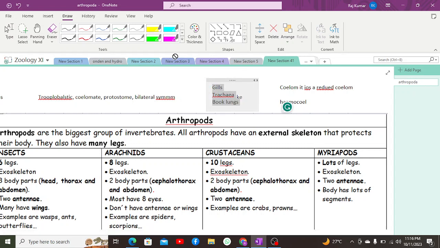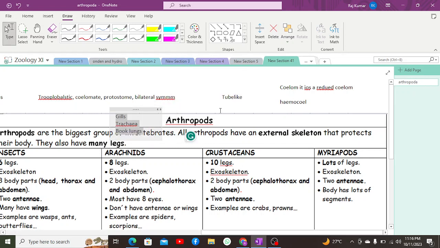Apart from that, there are some other factors to be discussed as well, including why they have trachea or book lungs instead of lungs, which are present in chordates. Because they do not have any respiratory pigment, which means hemoglobin is absent in them, trachea and book lungs are open, simple structures through which the respiratory gases simply diffuse and gaseous exchange takes place.